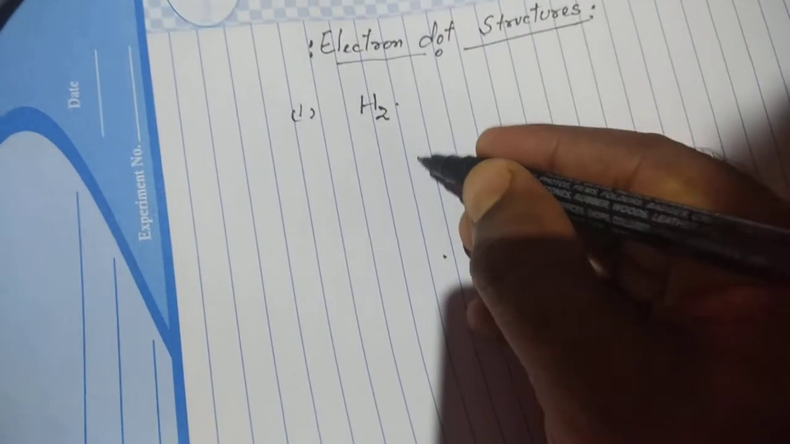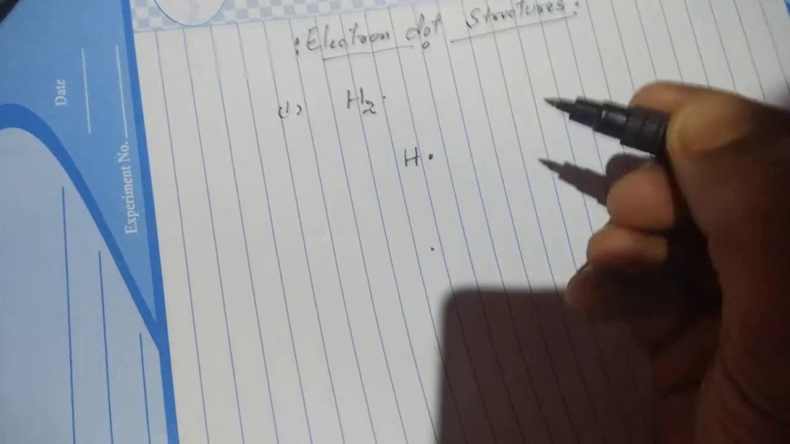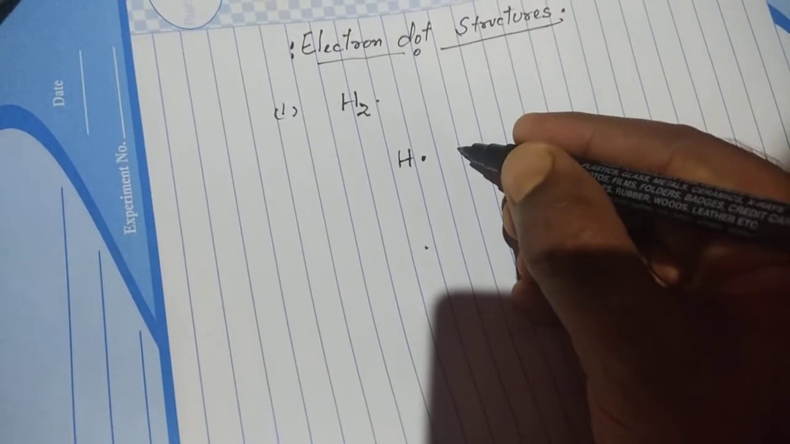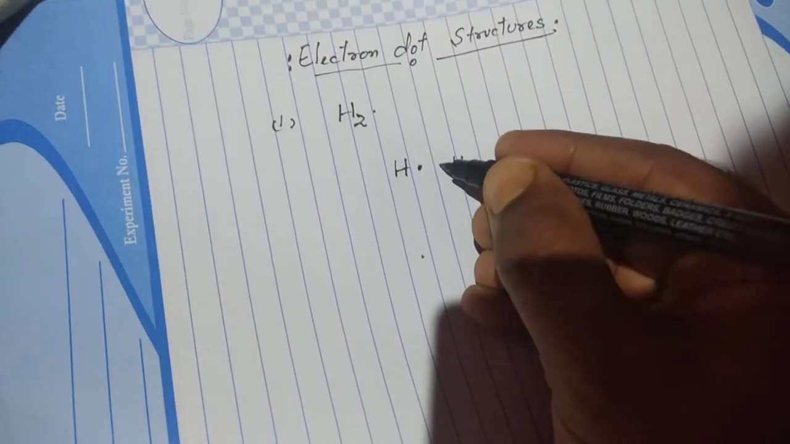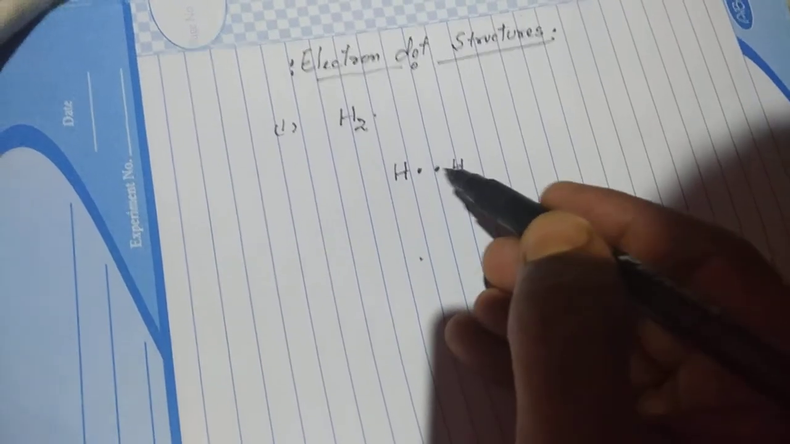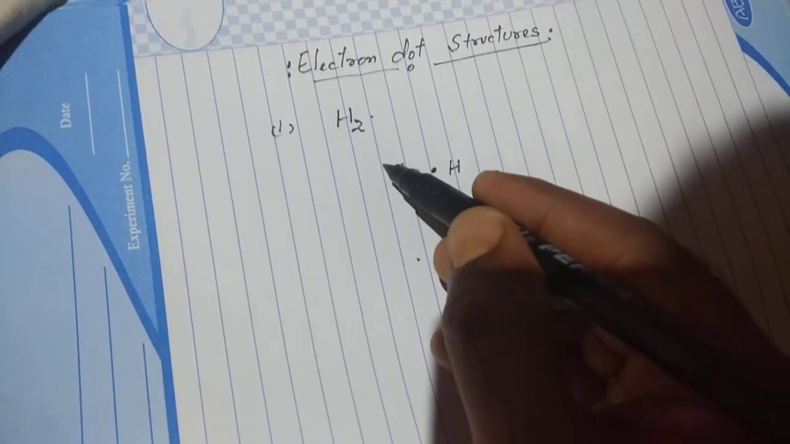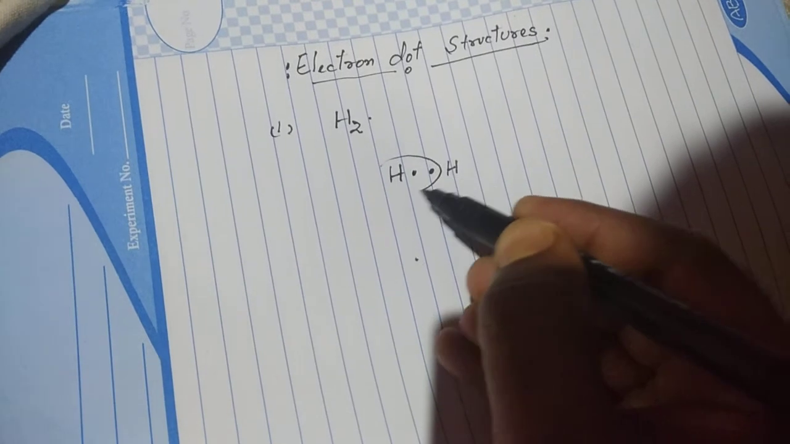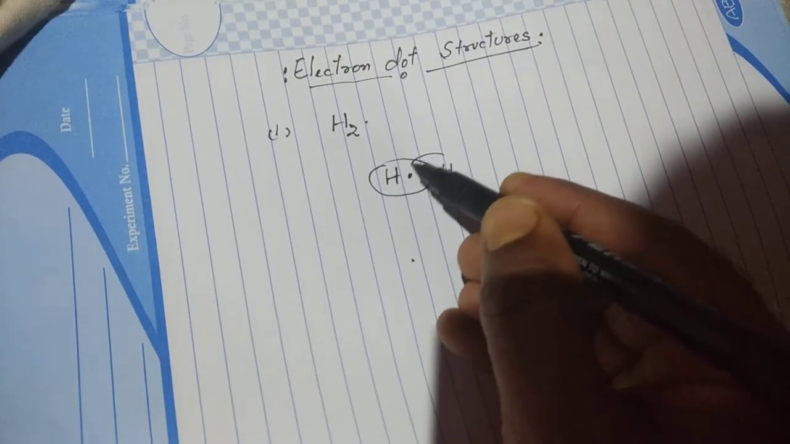Since we know that hydrogen contains one electron in its outermost shell, hence it has valency 1, and another hydrogen atom also has valency 1. Now, both these hydrogen atoms will share their electrons. So, this will be shown like this.